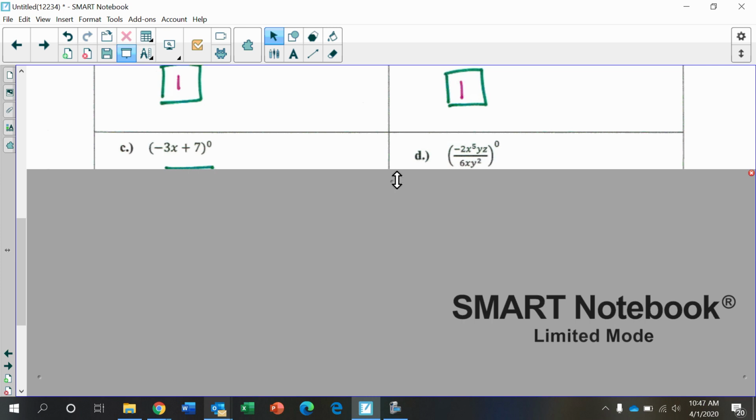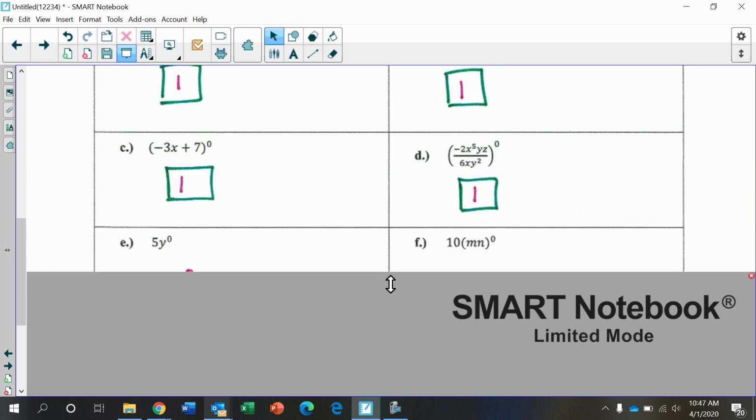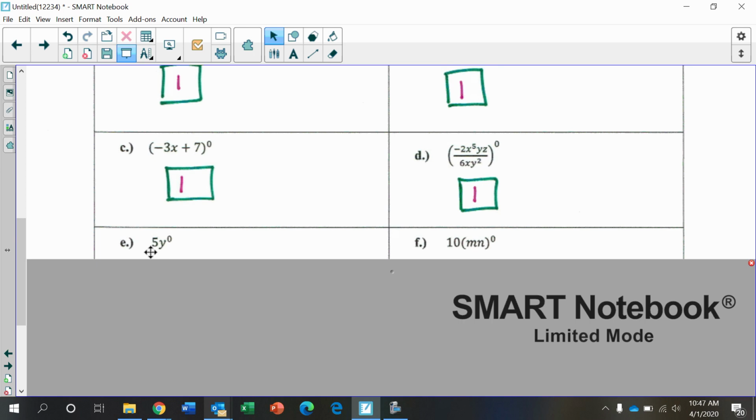Okay. You have this whole thing raised to the 0 power is 1. Great. Over here, this whole thing raised to the 0 power is still 1 because they're in parentheses. The whole thing's being raised to the 0 power. Okay, let's get to the tricky ones. All right, we have 5 y to the 0 power. Well, y to the 0 power is 1. Okay, but if you look, we still have the 5 on the outside. It's not in parentheses. So it's two separate things. So what you have to do is 5 times 1 now, which gives you 5.